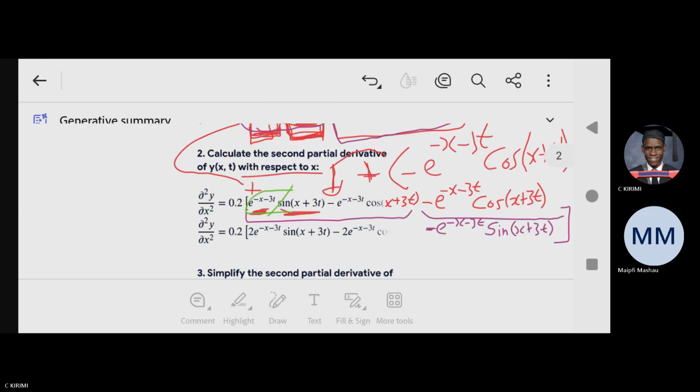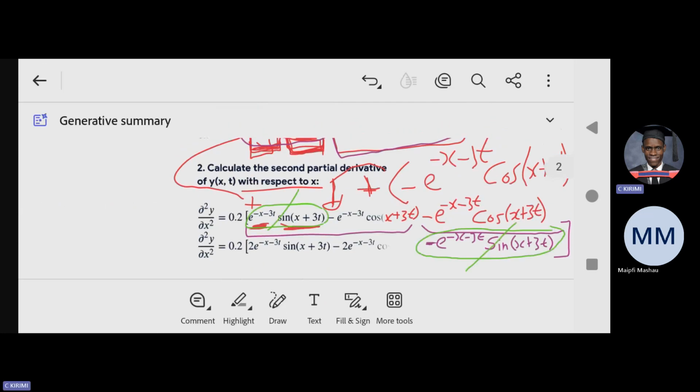Now we are left with the ones with the cos. So it's a minus and a minus. That's why the 2. Can you see where the 2 is coming from? Are we together on the first part only, where we have the 2e?